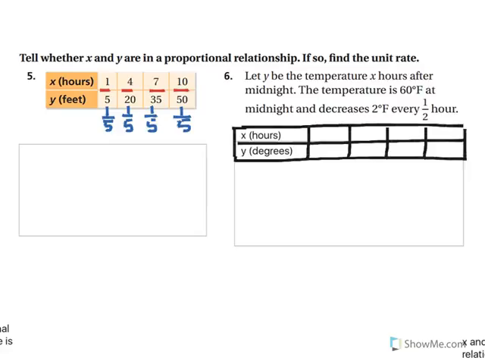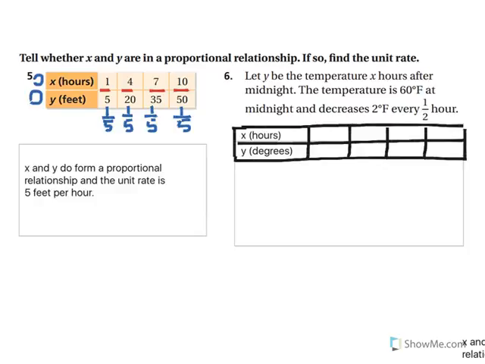So if we look at the x values, for every 1 x goes up, y is going up by 5. So if I subtract 1 from the 1 here, it gets me to 0. If I subtract 5 from the y, it gets me 0 as well. So I am at 0, 0. With that being the case, I can say that x and y do form a proportional relationship, and the unit rate is 5 feet per hour. Hopefully that makes sense to you.